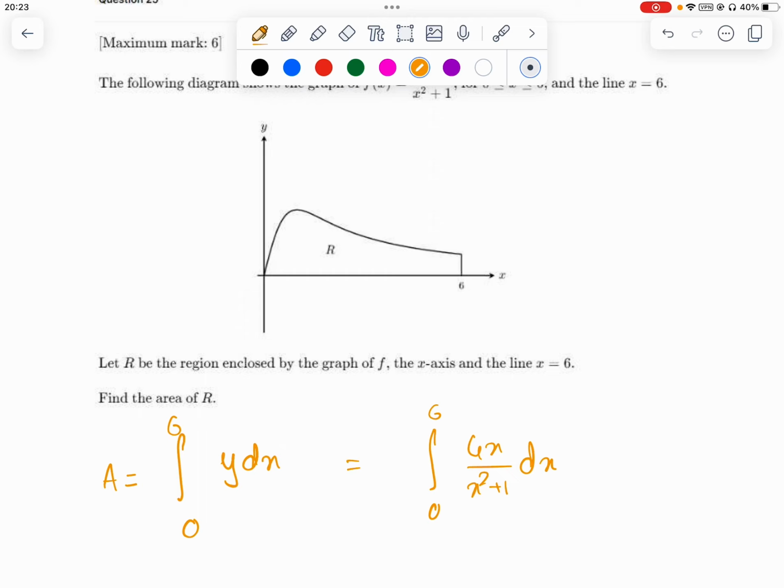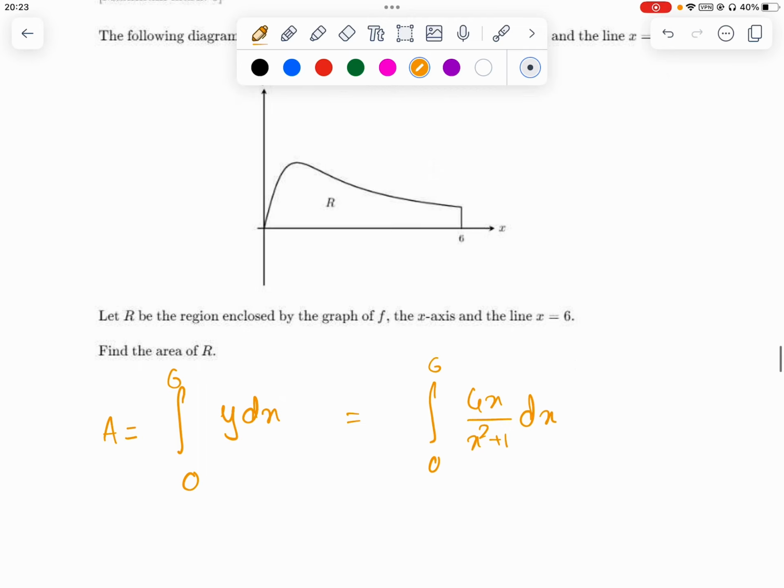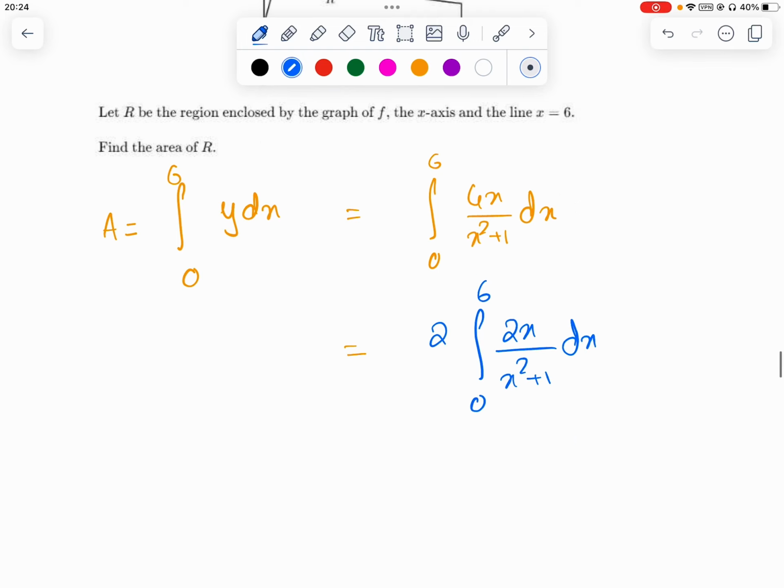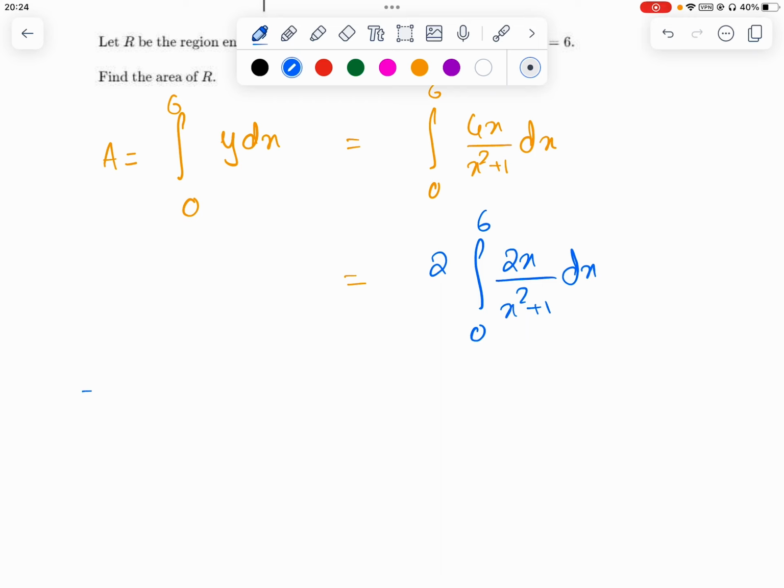Just now we learned that the derivative of the denominator should be present in the numerator. So x square derivative is 2x. So pull out 2 from the 4x. So 2 times 2x upon x square plus 1 dx from the limits 0 to 6. So what does that become? 2 ln of x square plus 1 from 0 to 6.